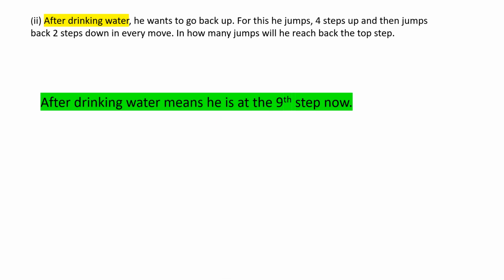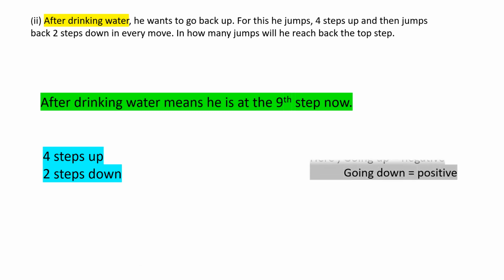So let's see what are those. First, he goes 4 steps up and 2 steps down. 4 steps up and 2 steps down, right? Now, looking at that, we can see that going up means negative because he's decreasing, right? And coming down means positive. So that is how we will take it, right? Just like we have done in the first part of the video, right?